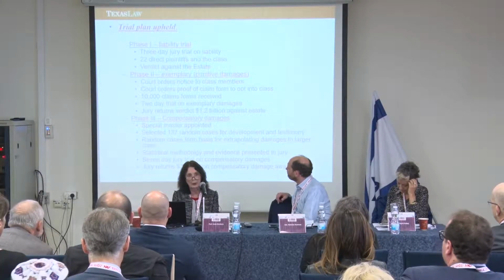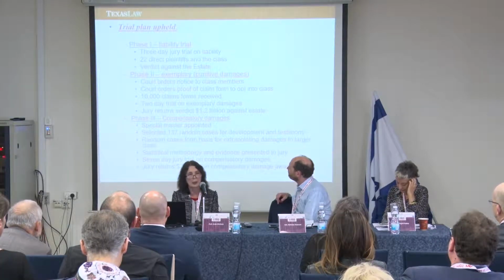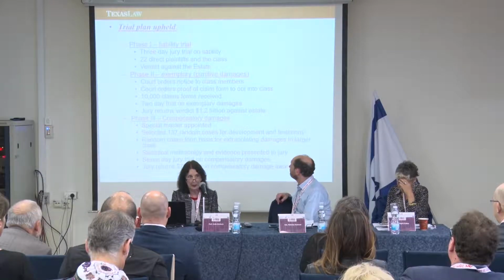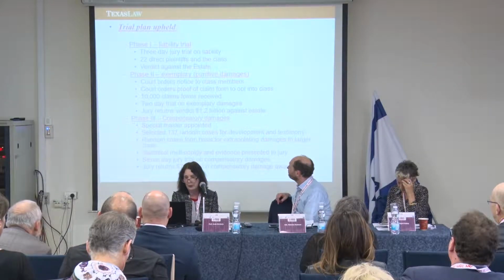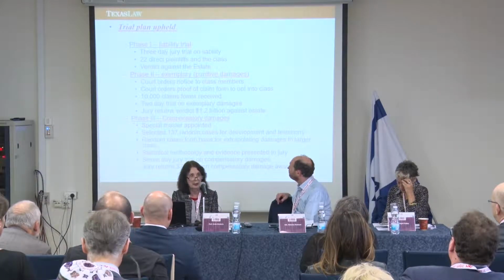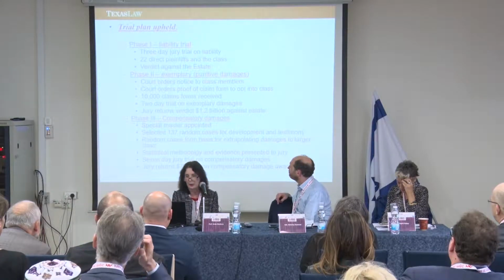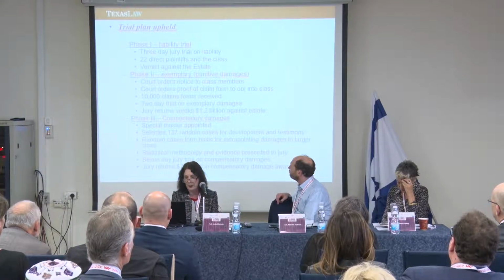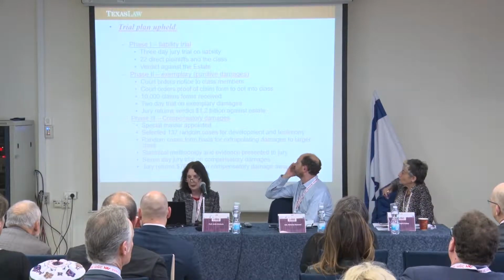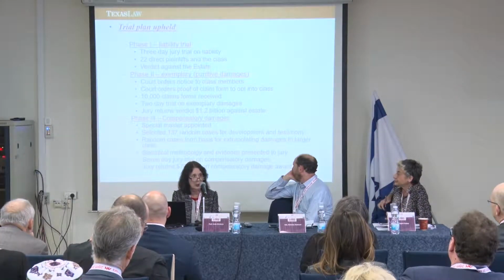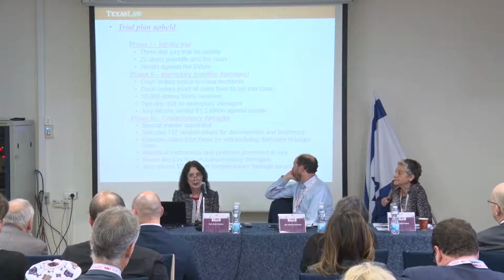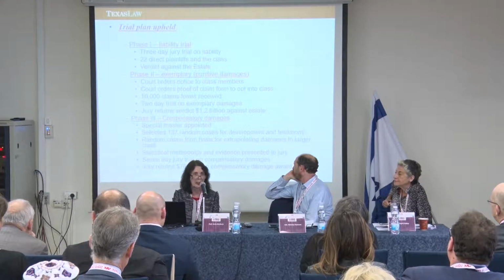And before the second phase, the court ordered that notice go out to everybody in the class, so there were about 10,000 notices that were served. There was a 2-day trial on damages, and the jury came back and came up with this $1.2 billion award. The third phase was for compensatory damages. And again, this was done in a very unique way.